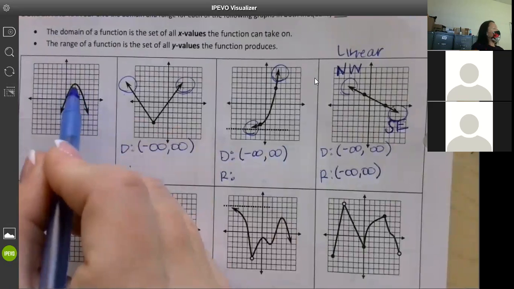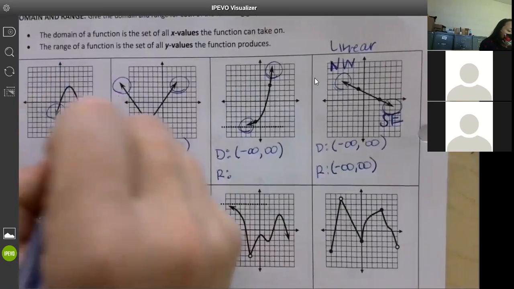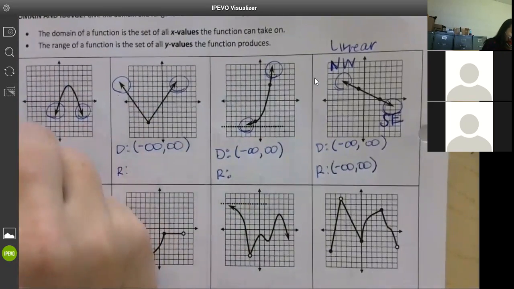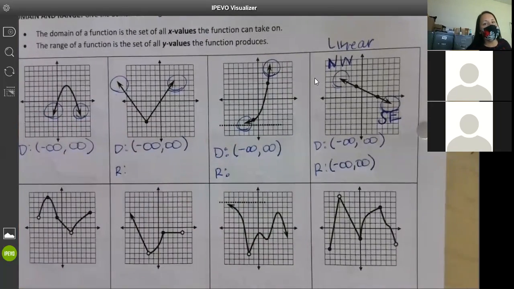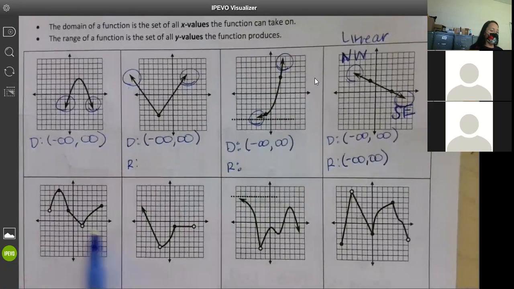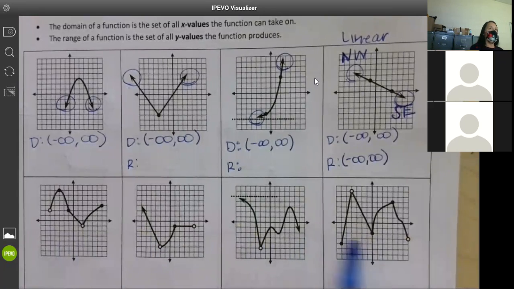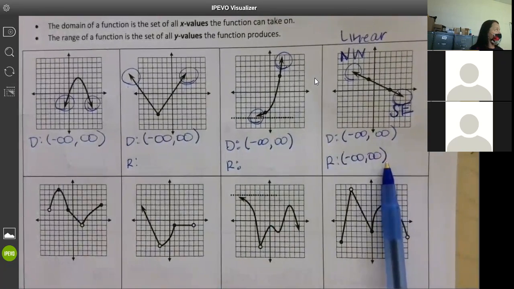Look at the next one. The only difference in this one is it has a maximum. Maximum deals with the range. It deals with the y. So this one goes left forever and right forever. So if they are normal graphs, no holes, no asymptotes, and no stopping points, they have domains of negative to positive infinity. Their range is what's different. Linear is always going to be negative to positive, always everything.